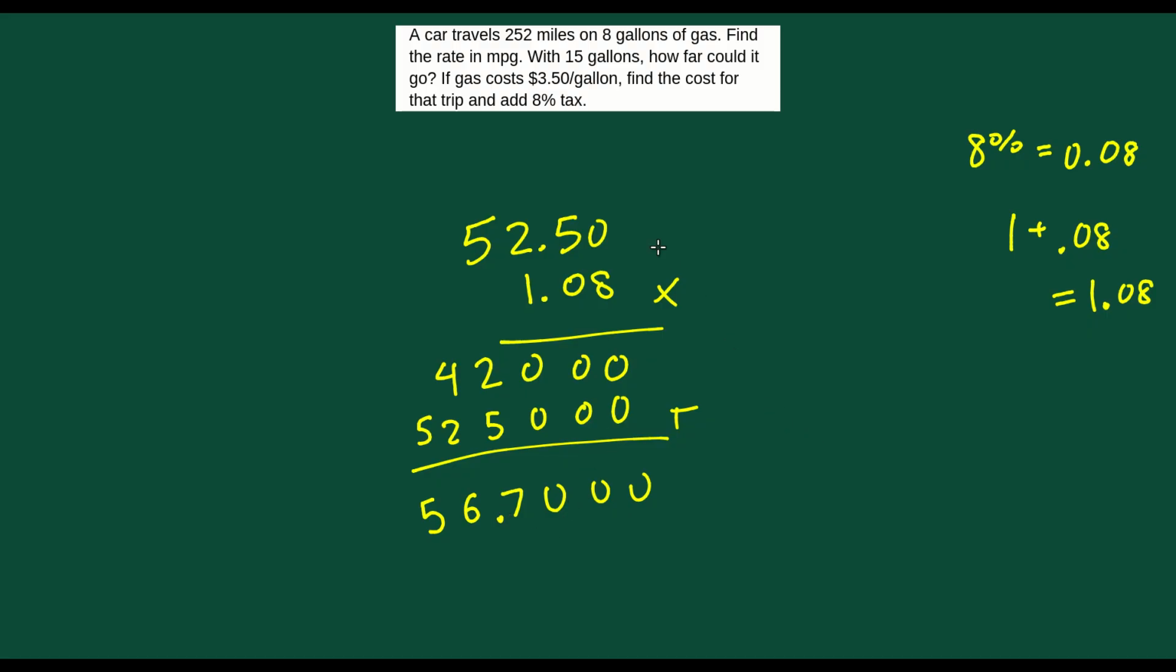Okay. So with 8% tax, we would have $56.70. So that's the fourth part right there. And there you have it. We did the 4 parts of this one math problem.